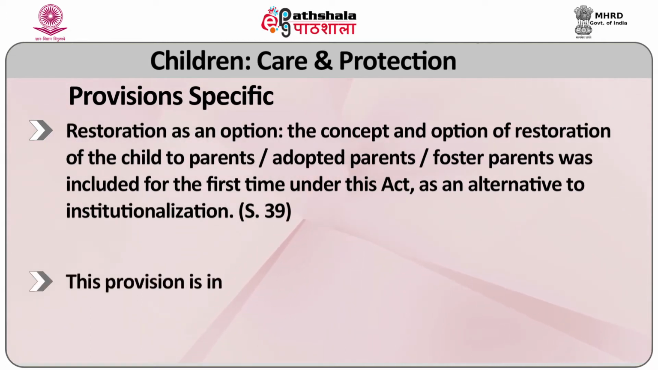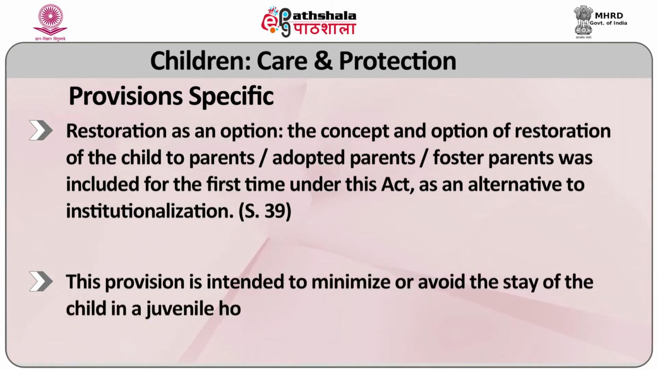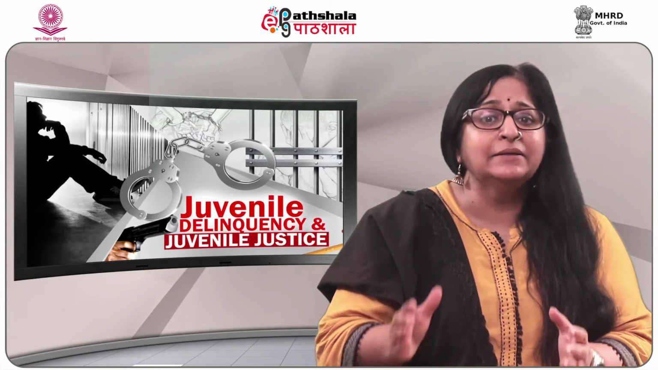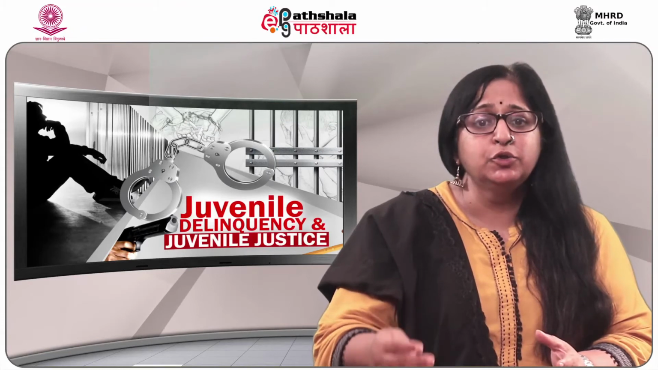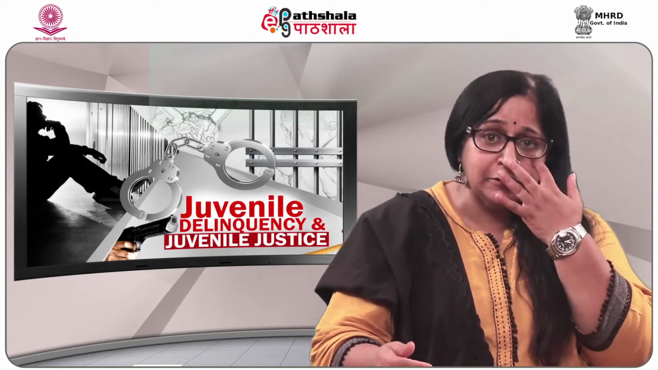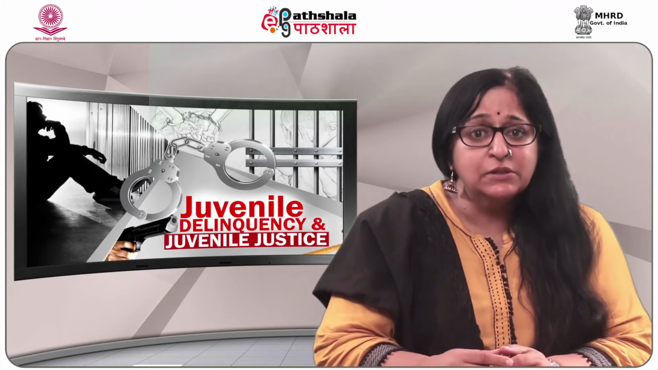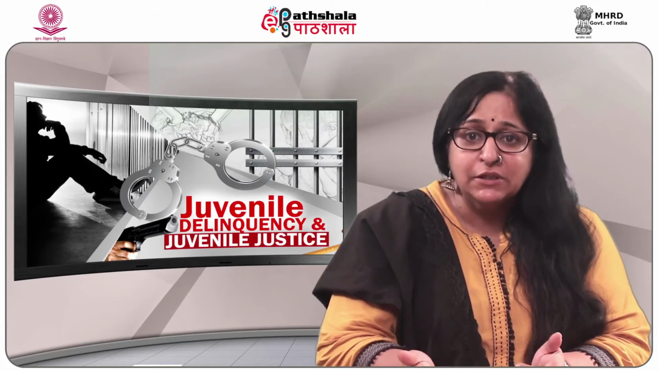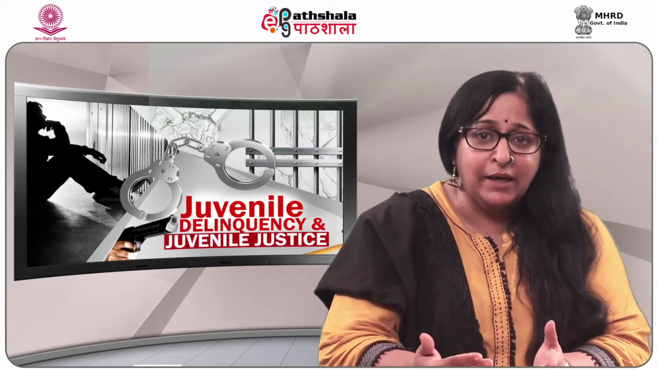This provision is intended to minimize or avoid the stay of a child in a juvenile home or a special home in appropriate cases. Keeping the child at the center of focus, 4 options are provided to children in need of care and protection in juvenile homes and special homes, where they may be adopted, or they may be kept in foster care, they may be sponsored or provided aftercare.